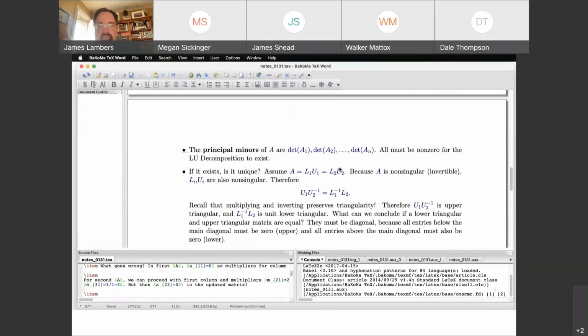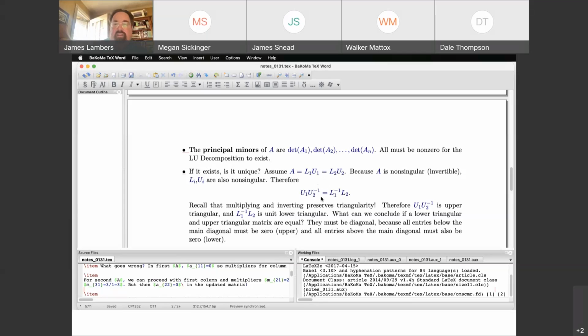All right, now let's take a look at uniqueness. So suppose the LU decomposition does exist. In fact, suppose we have 2 such decompositions, L1U1 and L2U2, where both L's are unit lower triangular and the U's are upper triangular. Now, A is assumed to be invertible. That means that all of these factors must also be invertible, just because the determinant of a product is a product of determinants. So I can rearrange. I can multiply both sides on the right by U2 inverse, so I bring it over here, and also multiply both sides on the left by L1 inverse.